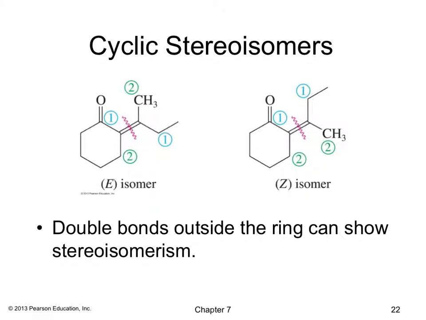In terms of cyclic stereoisomers, you can have double bonds outside the ring that can show stereoisomerism. So if we look at this double bond, in terms of priority between these two carbons, this one has higher priority because of the carbonyl. In terms of the methyl versus the ethyl, the ethyl has priority. As a result, these two are on opposite sides. They're going to be E. In this case, the high priorities are both on the same side, so this would be Z.